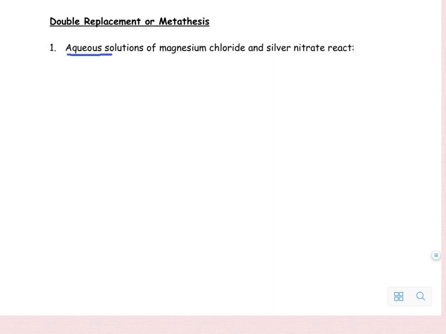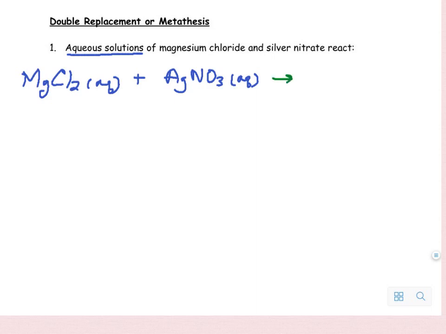Aqueous solutions, that indicates both solutions are aqueous, of magnesium chloride and silver nitrate. So here we go. Magnesium chloride. It's a solution containing magnesium ions and chloride ions that are together, and a solution of silver nitrate, AgNO3, aqueous. Now this question is different than the last ones we've been doing, because now we have a compound plus a compound, and that should scream at us, these are both ionic, that we're going to make a double replacement.